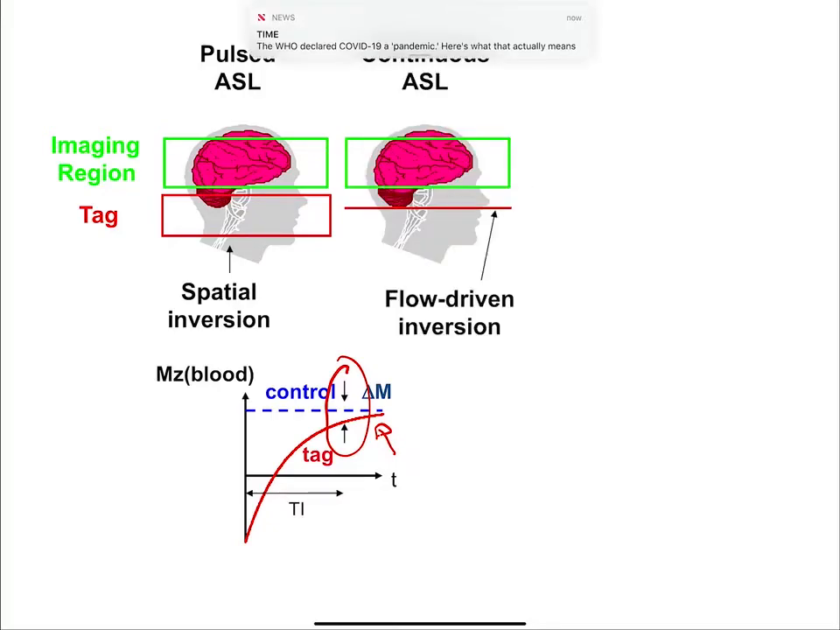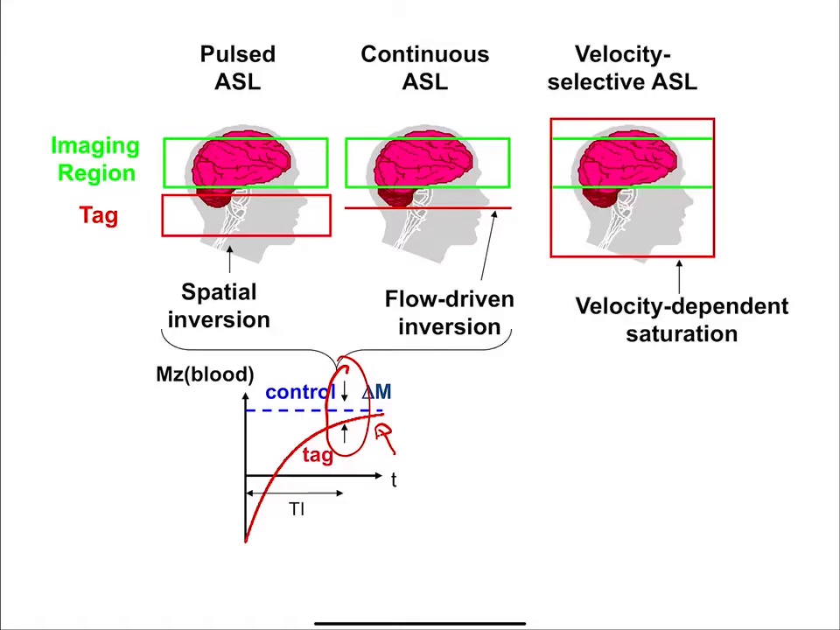The other kind is continuous ASL, where I tag blood as it's flowing past a plane. And there's a third kind called velocity selective ASL, which was actually invented here by Dr. Wong at UCSD, where I tag blood based on how fast it's flowing. We're going to go over a little bit of each of these methods because they're all used, they're all available here at the center, and they all have their advantages and disadvantages.